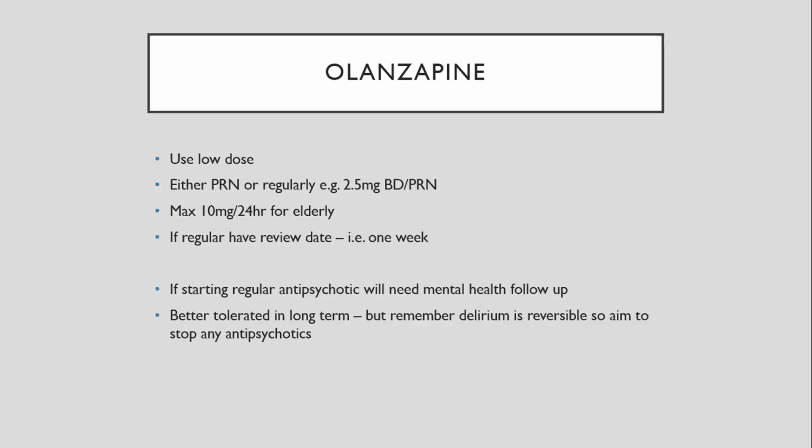Olanzapine again, use low dose. Similar advice really, make sure that you've got a review date, make sure that they're getting follow-up. It is slightly better tolerated long term, but actually most of these patients, if they've got long-term confusion, the problem there is dementia rather than delirium. And again, older people's mental health should be helping us to manage agitation in somebody with dementia.